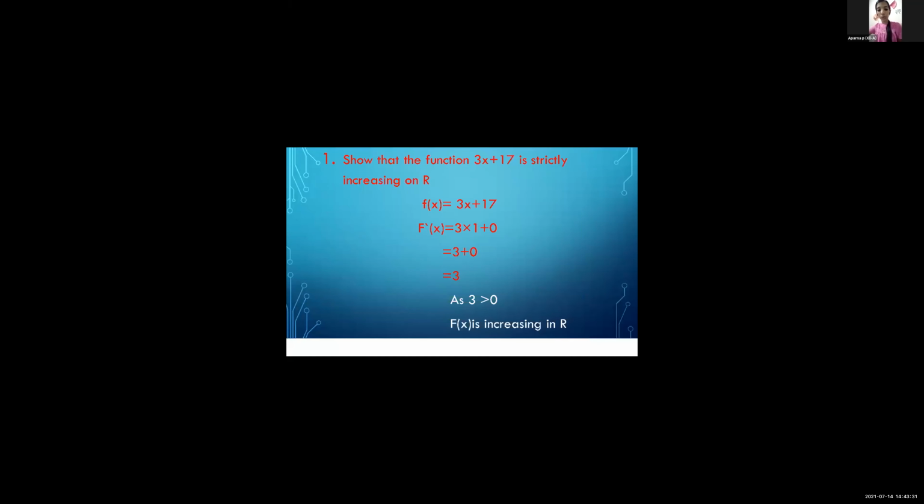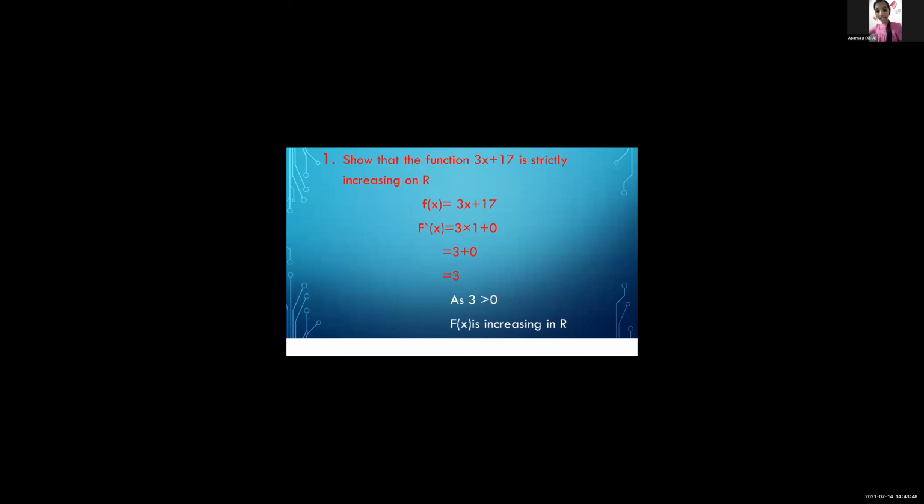That is, show that the function 3x plus 17 is strictly increasing on R. So, in this question, the function is given as 3x plus 17. We have to prove that it is strictly increasing. We have to prove that it is an increasing function.